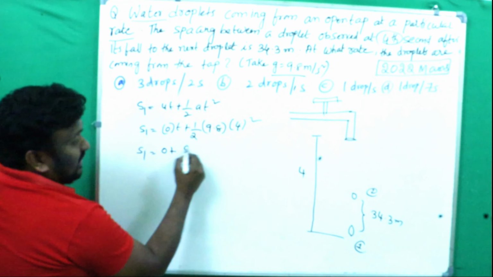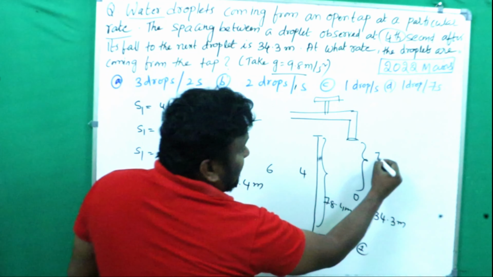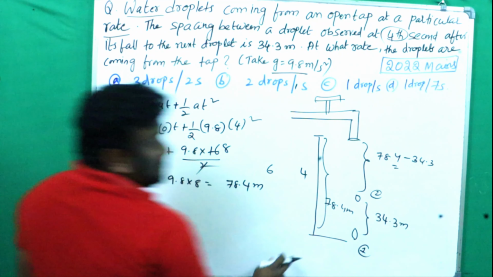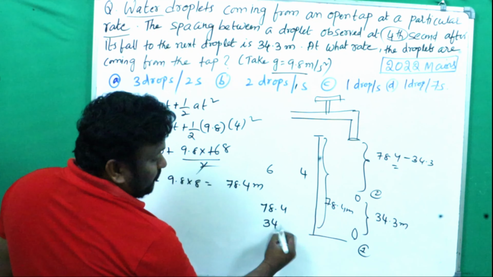So now this is 78.4 meters. Up to here it is 78.4, and from here to here it is 34.3. Then obviously the distance traveled by the next drop is 78.4 minus 34.3, which is 44.1. So 44.1 meters is the distance traveled by the second one.